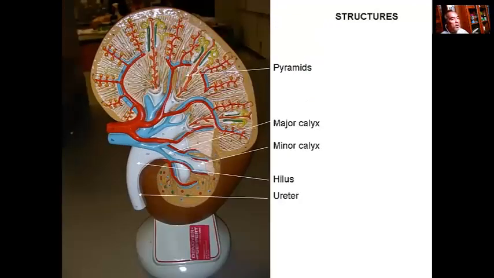All right, so now let's take a look at the pyramids. The pyramids are actually those lobules. Remember, the nephrons are located at the pyramids. It ends here at the papillae, or renal papillae. It's actually going to be the opening into the minor calyx.